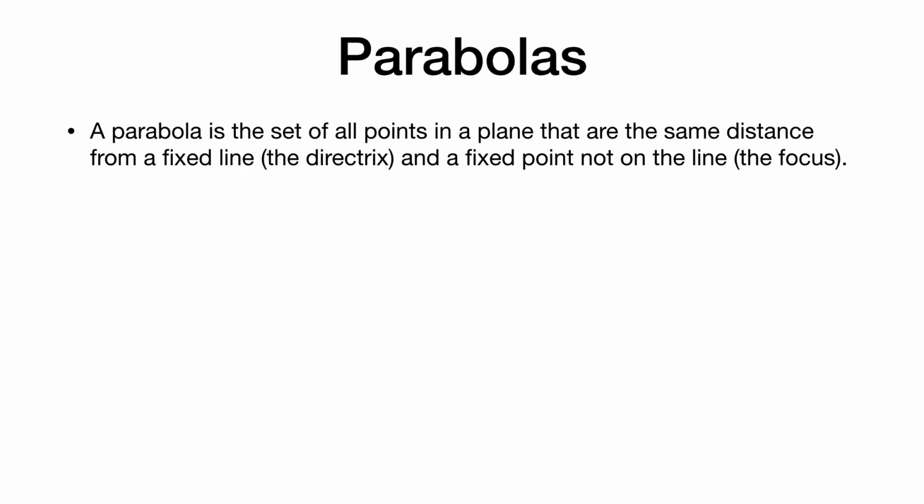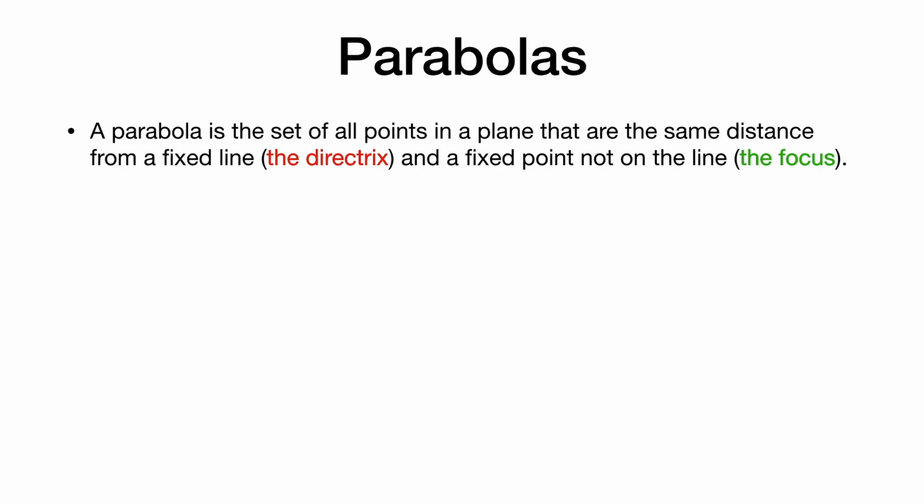A parabola is the set of all points on a plane that are the same distance from a fixed line, the directrix, and a fixed point not on the line, the focus. So you might be going, I don't know those words. These are new words. This is not the definition I know for parabolas. Either way, we have to do it. I can help you figure out what these are, though.